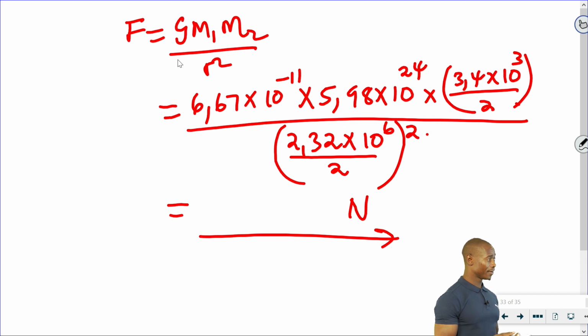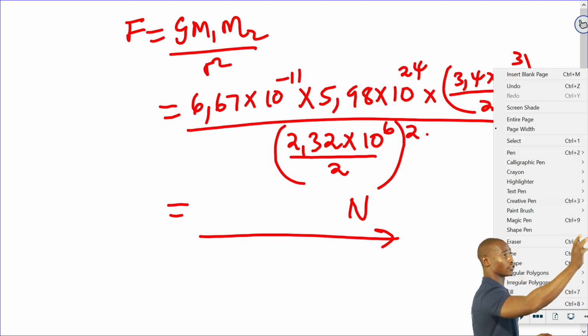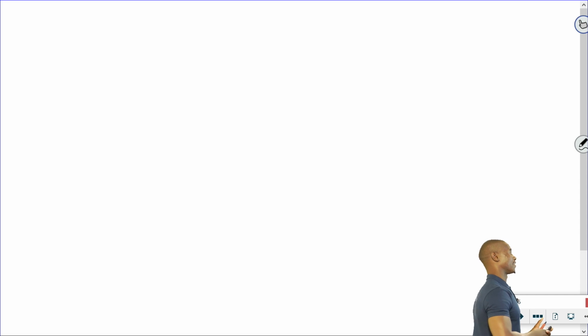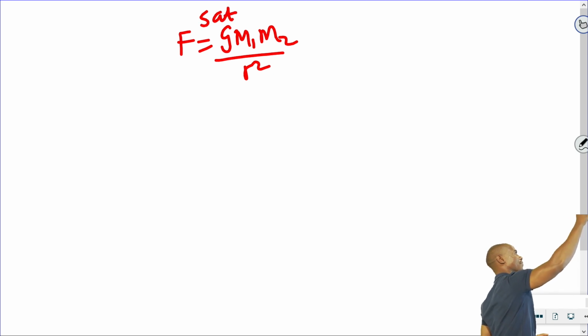Maybe before getting an answer, another method that we can use is proportionality. Let's use proportionality, right? So you have F equals G M1 M2 over R squared. That is for satellite A.